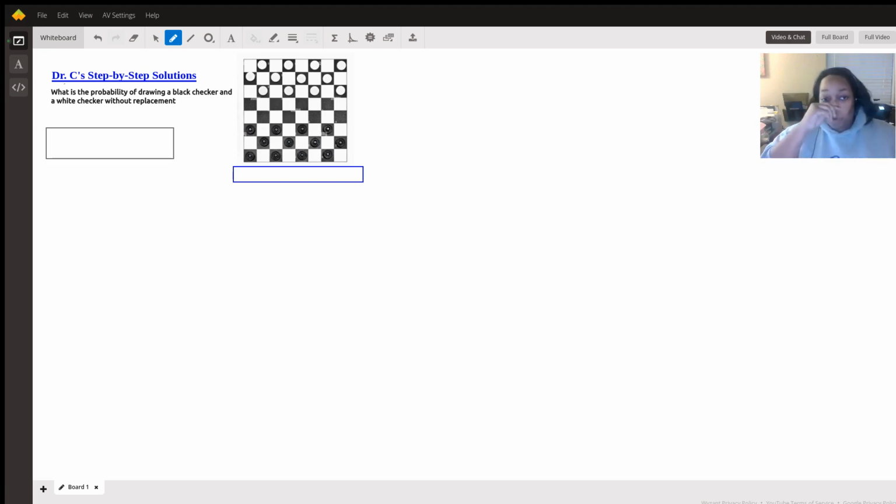Whenever we have a word problem, the first thing I want you to do is always go through and navigate what the important elements are. So in this word problem, without replacement. This means that out of all the checkers, we're not replacing any of the ones that are being selected, okay?